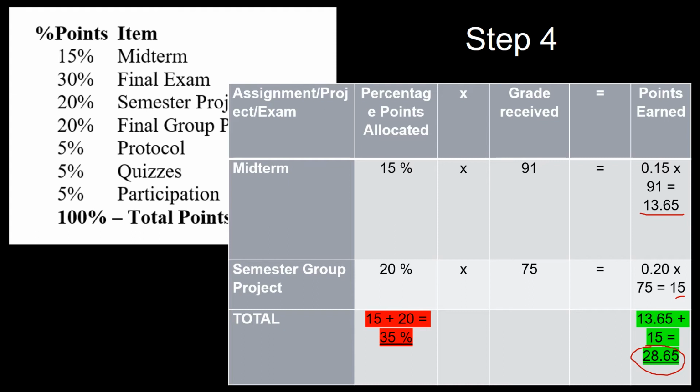And you see that it's still not a passing grade, right? A passing grade would be 70 percentage points, but yet again, this is only 2 assignments. This is only the midterm and the semester group project. All the other assignments with large percentage points are still outstanding. So now you might ask yourself, well, that's great. Now I have earned 28 points in this class. Fantastic. What do I do with this now?